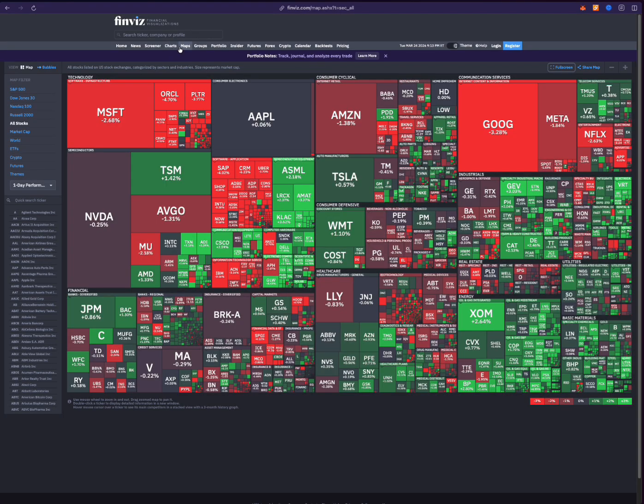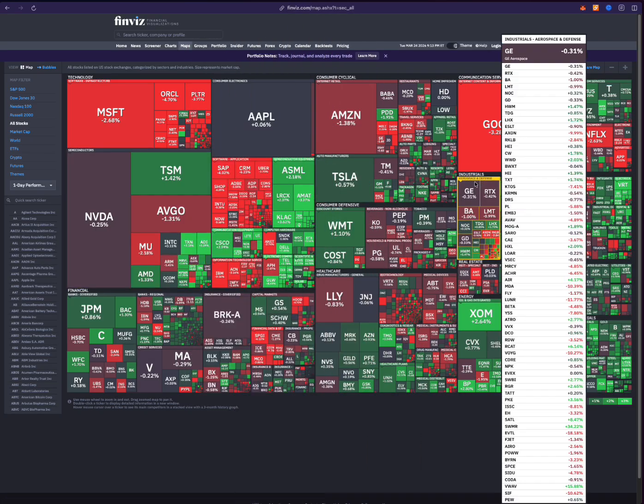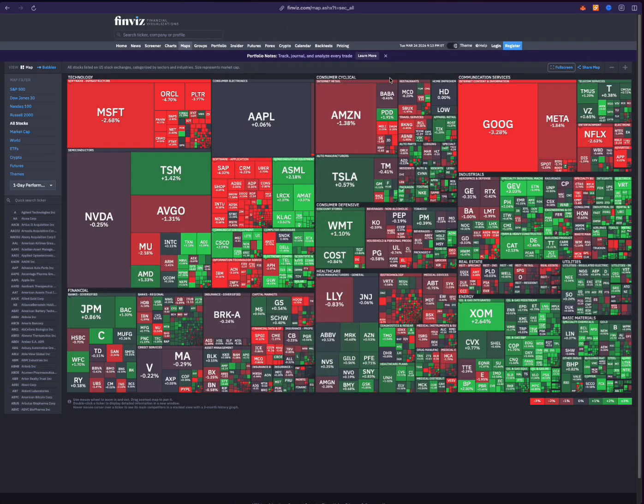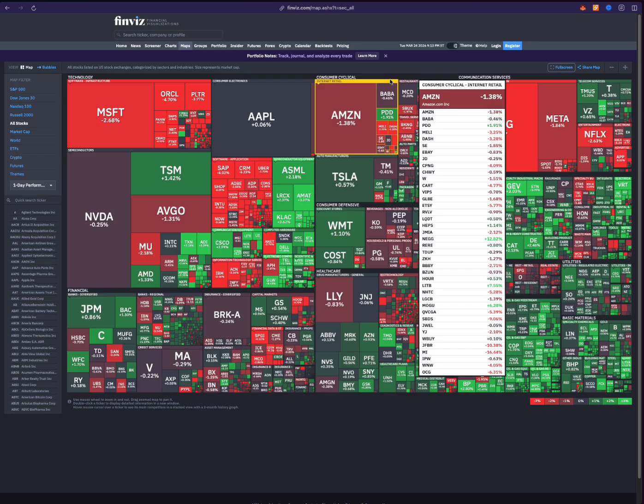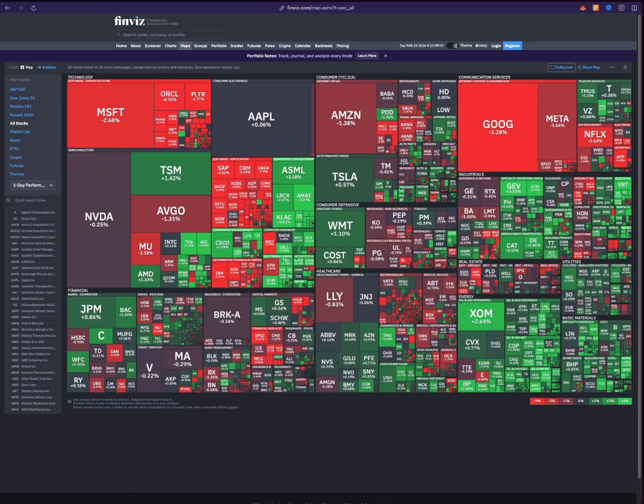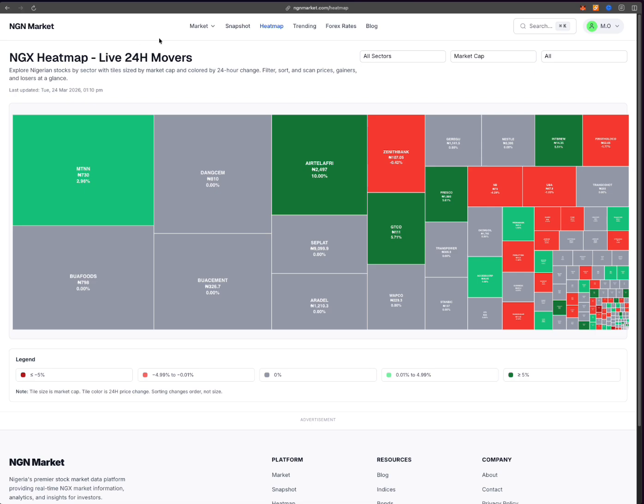When you click on maps, you're going to see this. So this is the most common one people use for the US stock market. Of course, TradingView has their own as well. A bunch of other platforms have their own. The second one is NGX Market. They have their own heat map option as well. That pretty much shows you the Nigerian stock market and what the heat map for that day, week, or month is like.